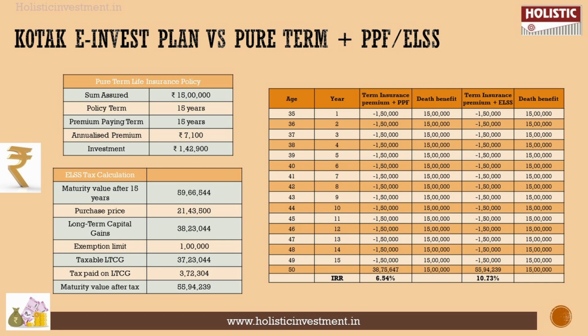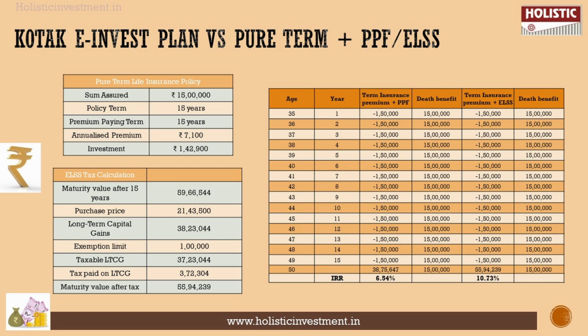So based on that calculation, we are calculating the returns for both these products. Why we are choosing to invest in a combination is we are not going to invest in an investment cum insurance policy. We have separated the life cover and investment. So we have chosen a pure term insurance policy for the life cover purpose with the same sum assured of 15 lakhs like the Kotak e-invest plan, but with an affordable premium of 7,100 rupees per annum, with a policy term and premium payment term of 15 years, and the remaining amount of 1.42 lakhs will be invested annually in the other investment products we have chosen to invest.